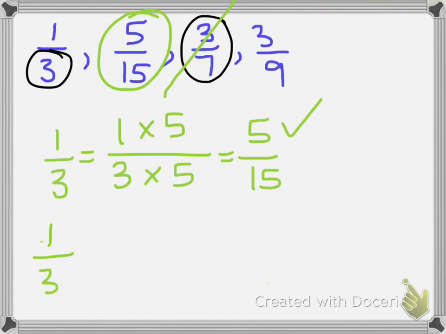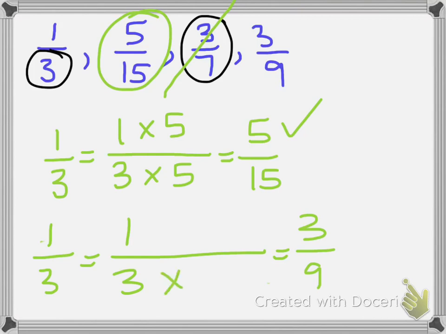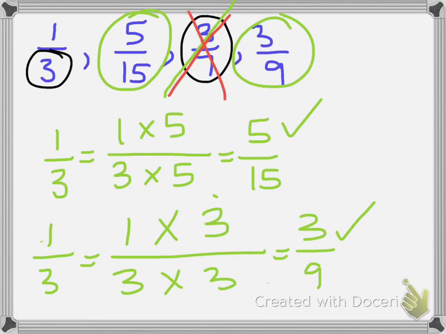So 1/3. And I want to see if I can get 1/3 to equal 3/9. So what do I do to 3 to get 9? Well, I know I'm not dividing because it's not going to get smaller. It's getting bigger. So 3 times 3 gives me 9. If I multiply my denominator by 3, I also multiply my numerator. And 1 times 3 does equal 3. So yes, that one is also equivalent. So in this case, you should mark off the 3/7 because we know that that one is not equivalent to the rest.